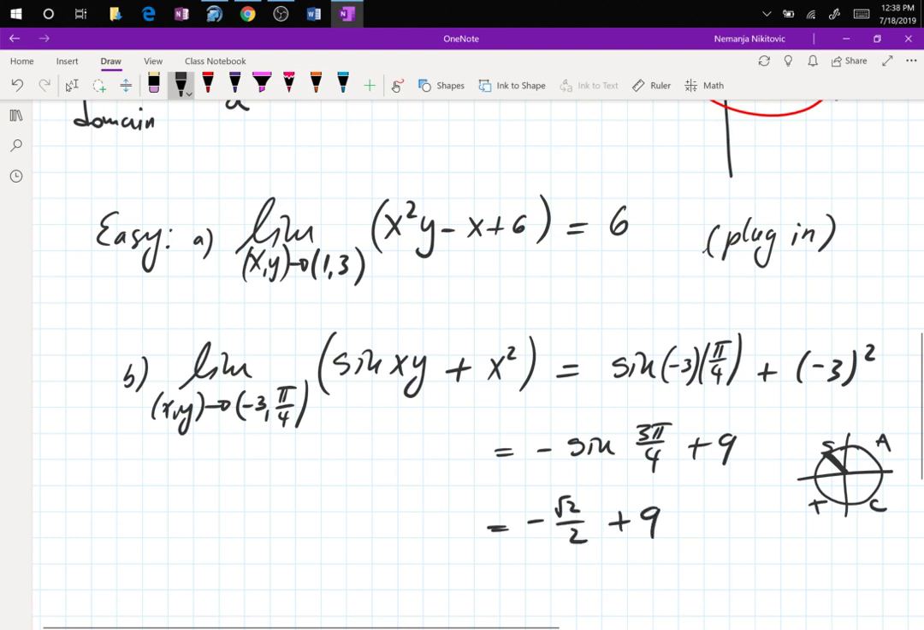Done. So when there are no zeros in the denominator, when you have a function that you can just plug in and compute and get the number, like we got 6, like we got this 9 minus root 2 over 2, you are done. It's as simple as plug in and walk away. We start having issues when you plug in and you get 0 in the denominator. In that case, you can have an answer, or it could be limit does not exist. So it can go either way.